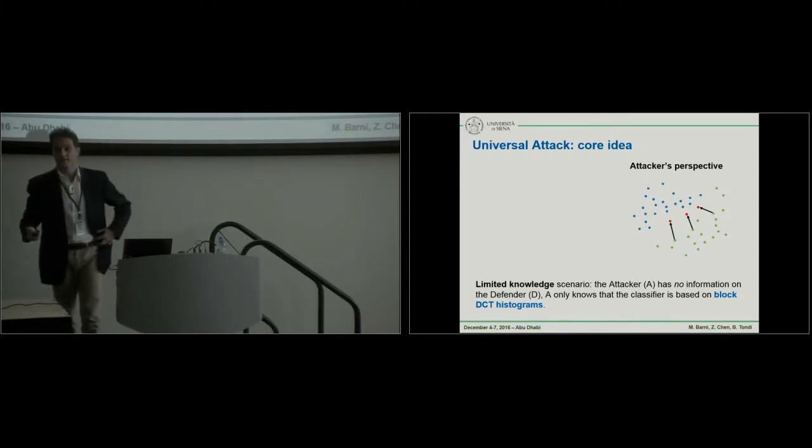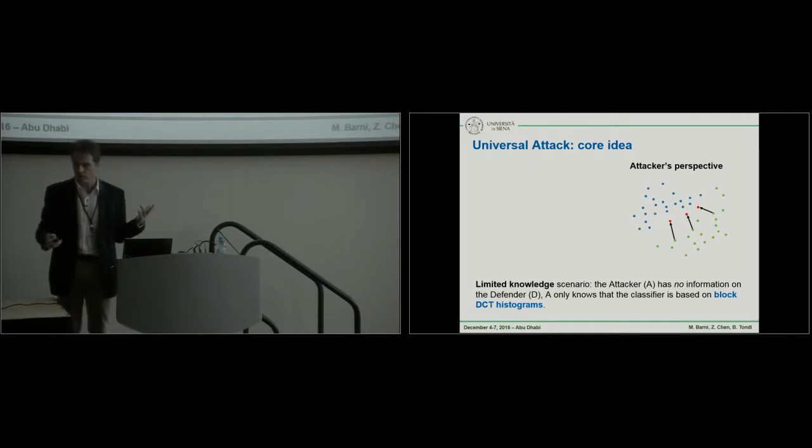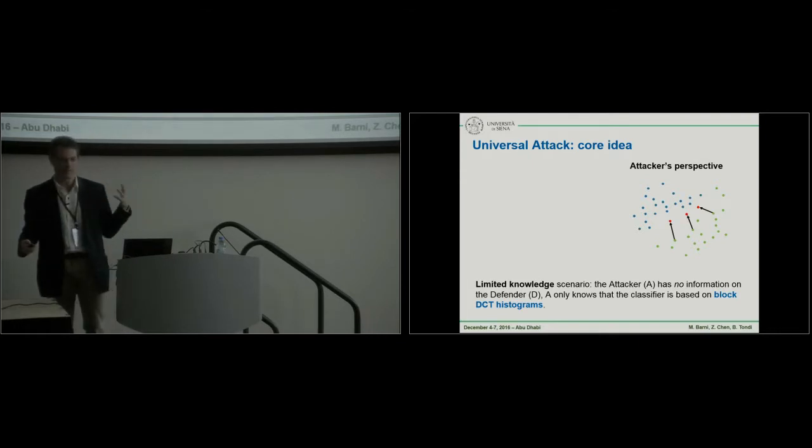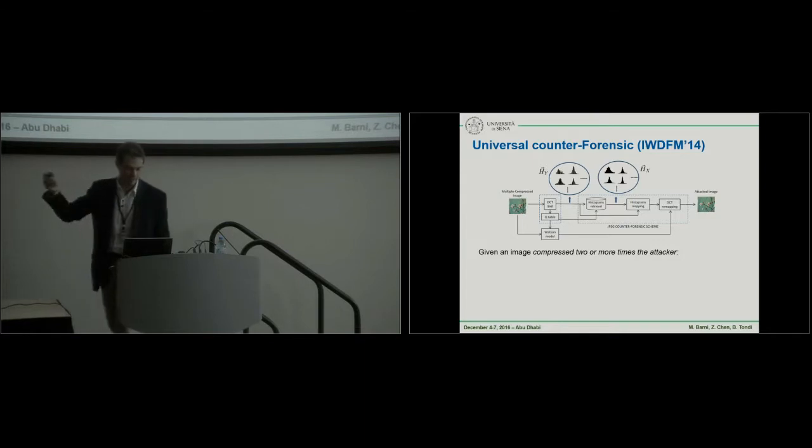Because if this is the case, the goal of the defender will be impossible. If I am able to bring this here, then it's impossible for the defender to distinguish these two images, because in the feature space they are exactly equal. So let me put this at work. This is the general idea.